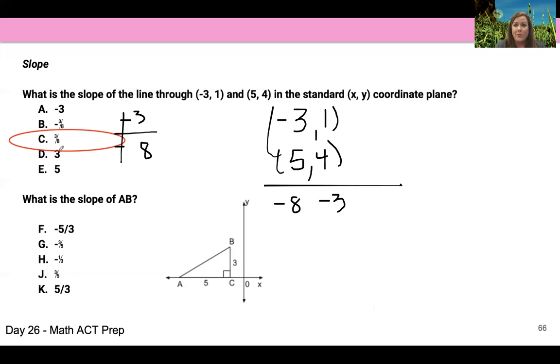The next one, oh, it's really cool. I love problems like these. We have to remember that it's rise over run. So it's literally 3 over 5. They gave us the numbers. They gave us the distance. Big trick here is remembering rise over run.